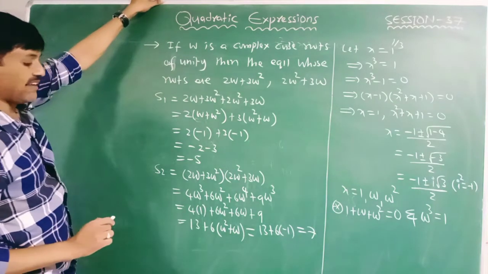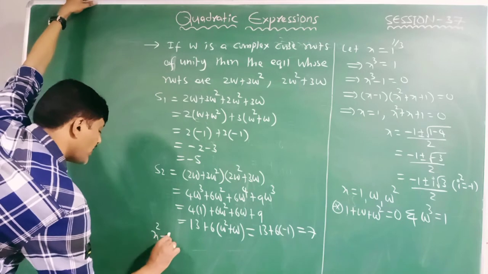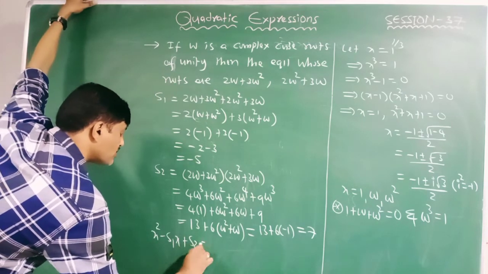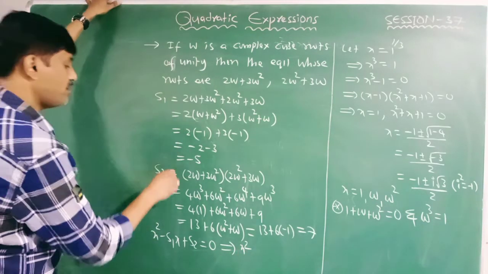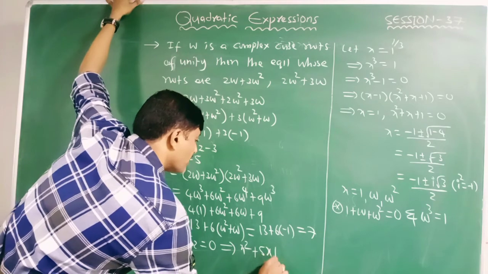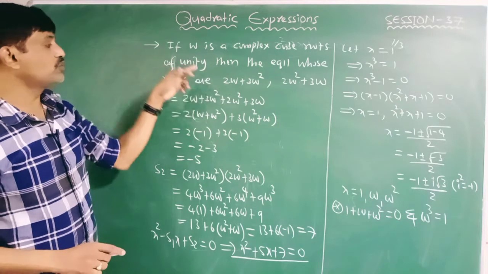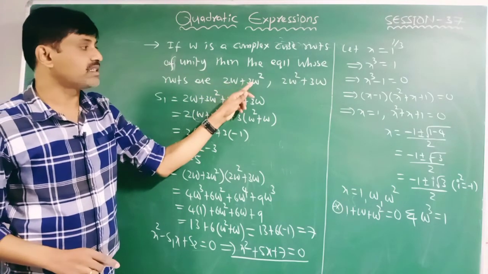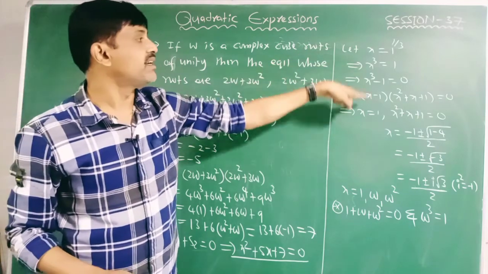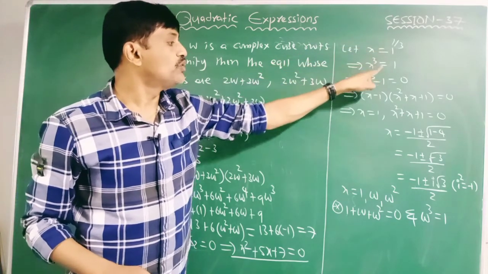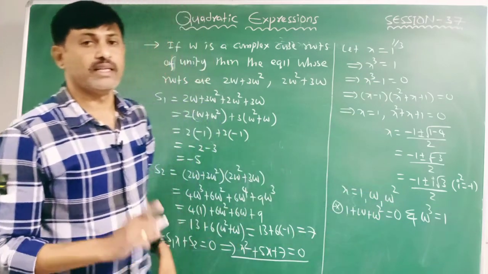Therefore, the required quadratic equation is x square minus S1 x plus S2 equal to 0. Therefore x square, S1 is minus 5, so plus 5x, plus 7 is equal to 0. This is our required quadratic equation whose roots are 2 omega plus 3 omega square and 2 omega square plus 3 omega. We have to know this, beta. The cube roots of unity are 1, omega, omega square. Their sum is 0 and their product is always equal to 1.